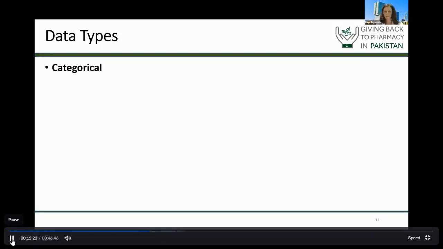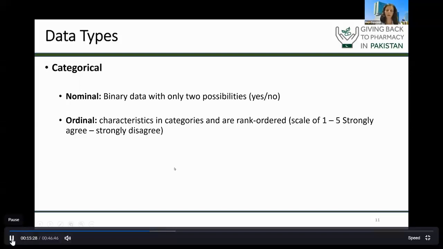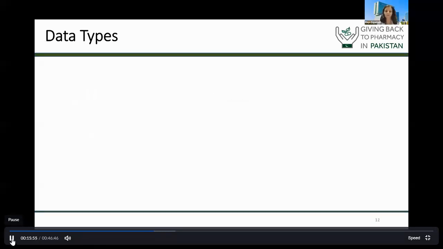Data can be categorical, that is your nominal and your ordinal data. Nominal data is any question that has only two answer possibilities. Do you smoke? Yes or no? Gender, male, female, anything that only has two possibilities. Ordinal data is characteristics in categories and are ranked, ordered. When you do a survey and they ask you how strongly do you agree with something, and you have a scale of 1 to 5, that is ordinal data.